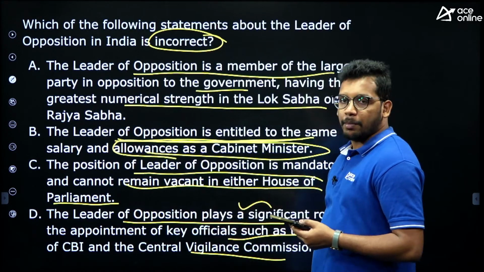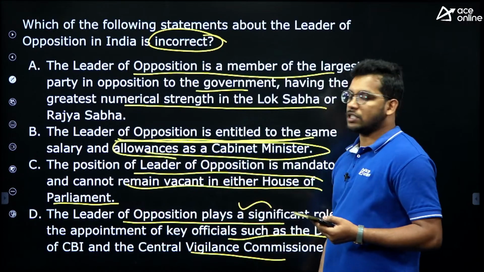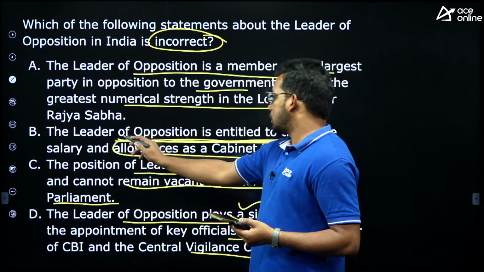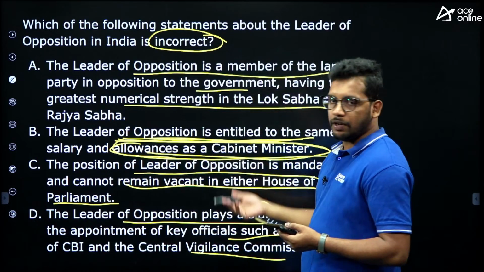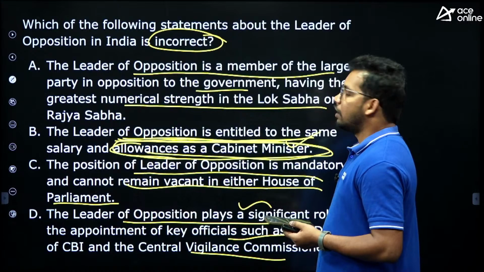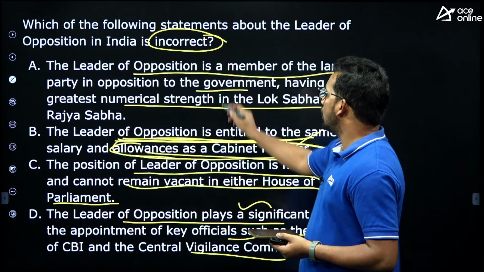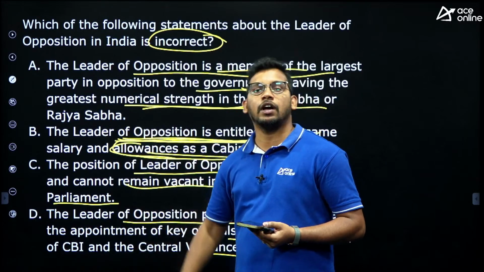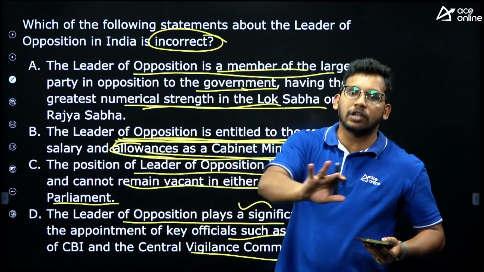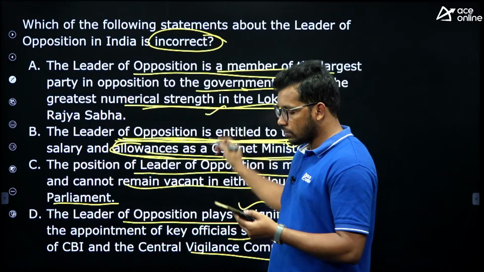So he is one of the members of the appointing committee of various commissions and all, right? Second statement, yes, he has the cabinet status, so he will get the salary and all those things the same as that of the cabinet minister. Leader of opposition, yes, he is the one having the highest numerical strength beyond the government, right? So this is also correct.